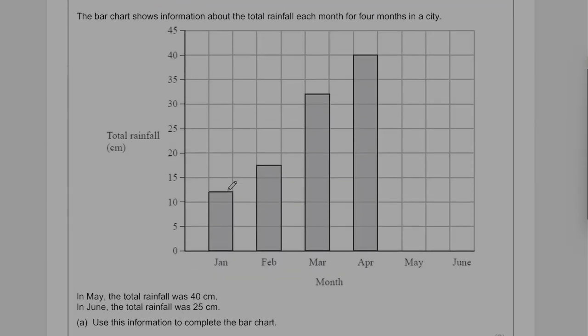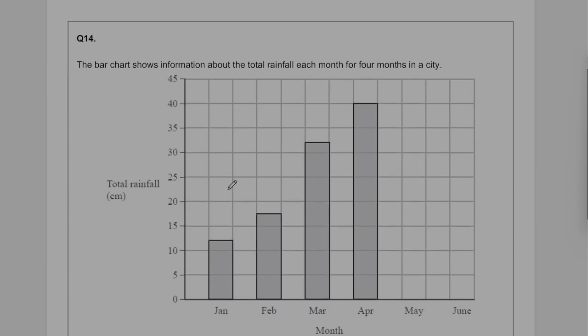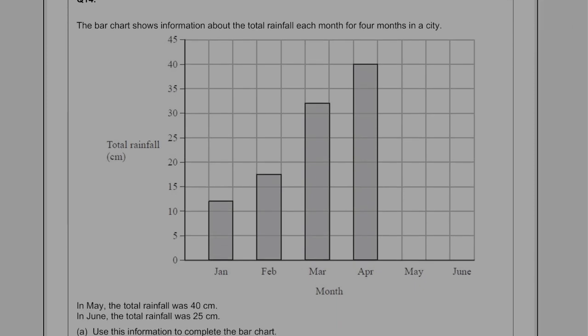Okay, question 14. The bar chart shows information about the total rainfall each month for 4 months in a city. So we've got January, February, March, April, and May and June are missing at the moment. Total rainfall in centimetres. In May, the total rainfall was 40 centimetres. In June, the total rainfall was 25 centimetres. Use this information to complete the bar chart.